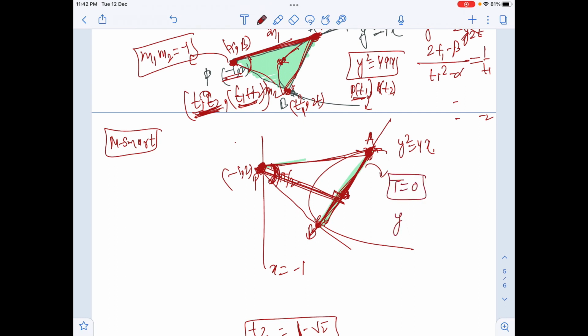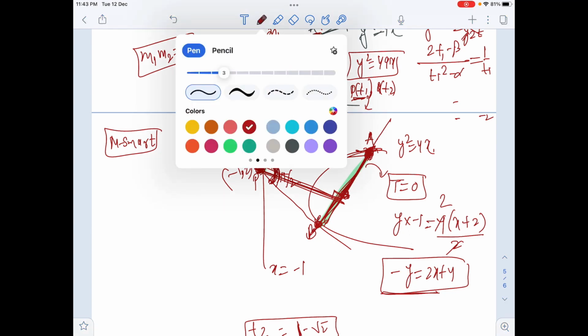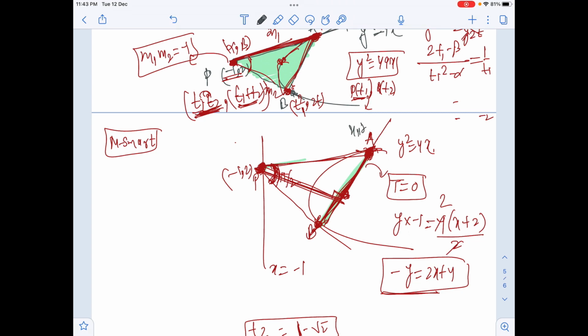Now the equation of this line is easy because it is the chord of contact, so T equal to 0. So this will give y into 2 equal to 4 times (x plus -1) by 2. So minus y is 2x plus 4. So this is the chord of contact, right? Is it clear?